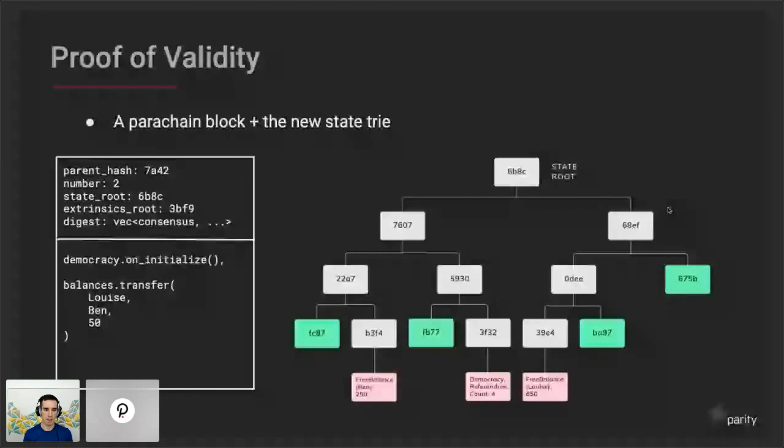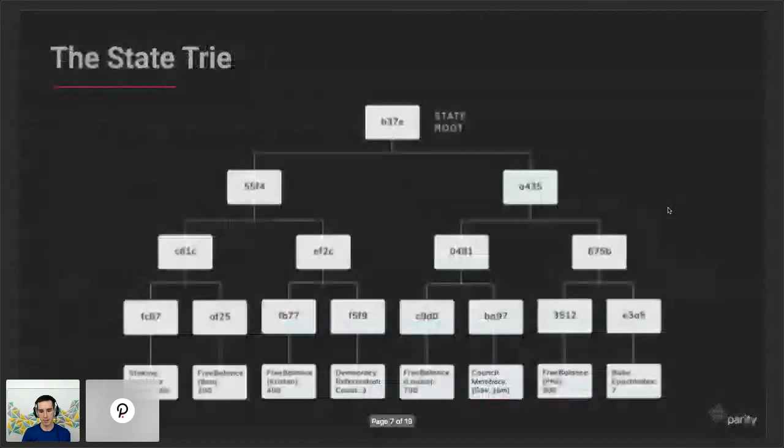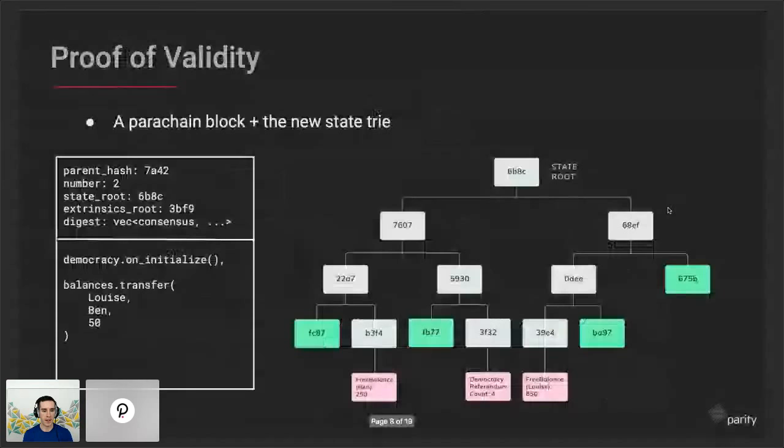So in the block, we have a header, and then we have a list of state transitions. In this example I chose, democracy uninitialized, in which there was a new referendum that was up. And so we increased the referenda count from 3 to 4. And then a balance transfer from Louise to Ben of 50 tokens.